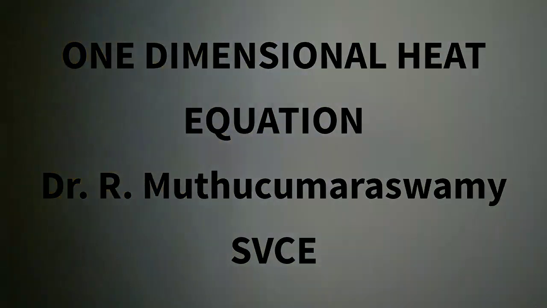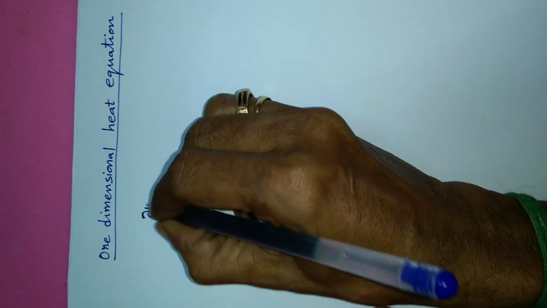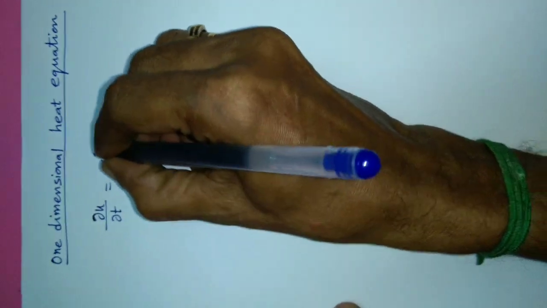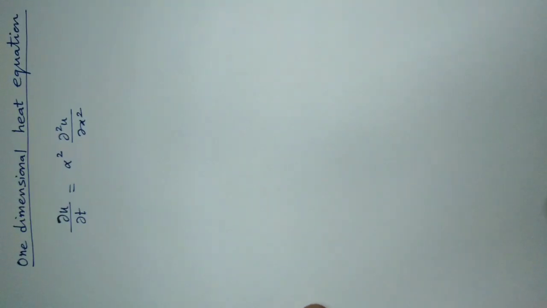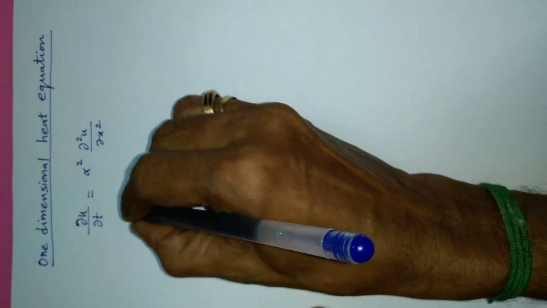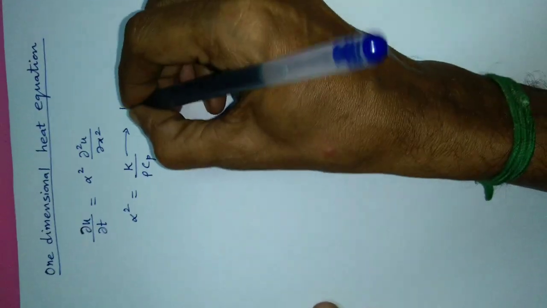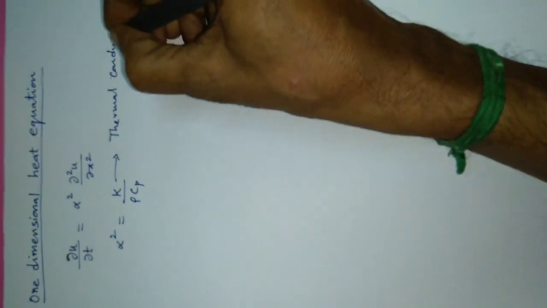Now, I am going to take the concept of one-dimensional heat equation. The more general form of one-dimensional heat equation is given by ∂U/∂t = α² ∂²U/∂x². So, this α² is a proportionality constant, which is nothing but K by ρCp. So what is K? It is nothing but thermal conductivity of the material.